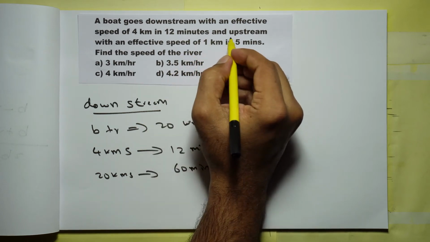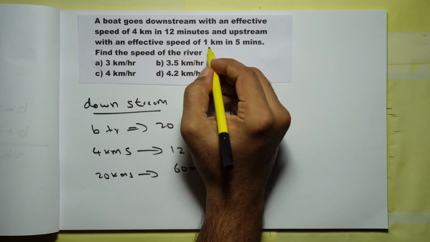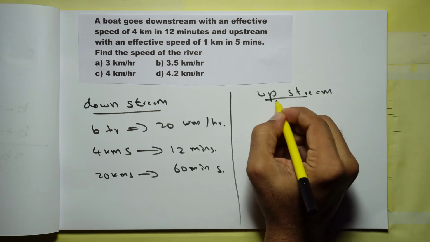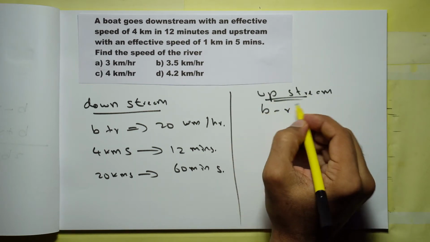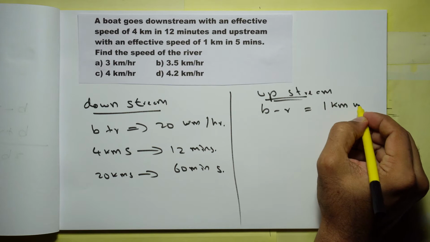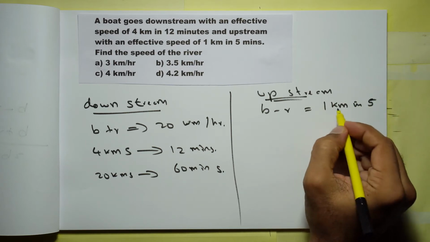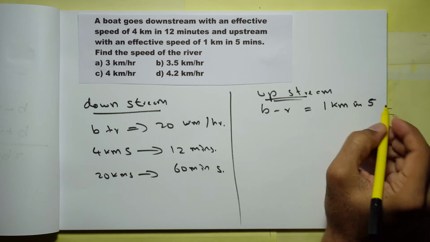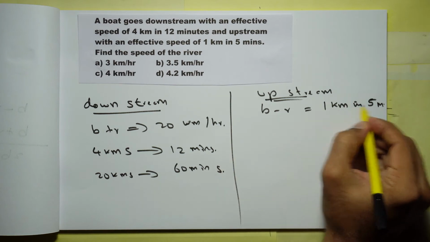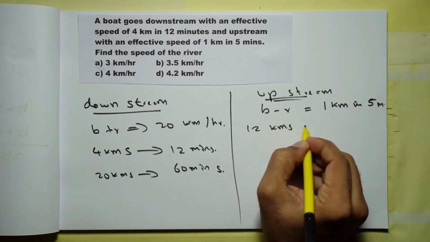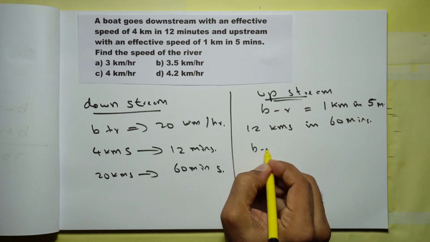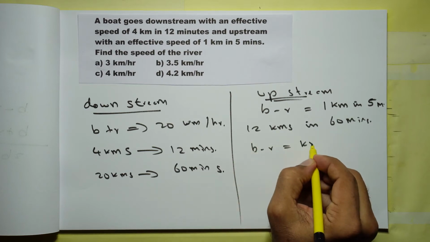The other information given is upstream with an effective speed of 1 kilometer in 5 minutes. So when it is upstream, effective velocity is b minus r, and that is equal to 1 kilometer in 5 minutes. Now we'll find out the distance it will cover in 1 hour. If you multiply both sides by 12, that will be 12 kilometers in 12 into 5, 60 minutes. So b minus r is equal to 12 kilometers per hour.